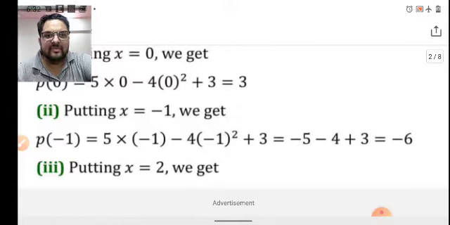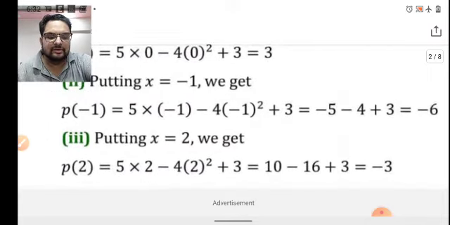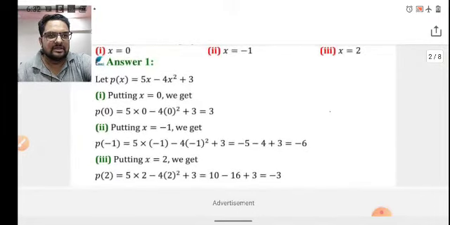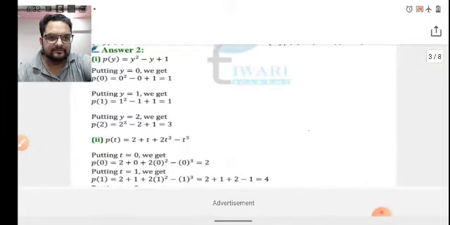we can represent it as p of minus 1, which equals 5 into minus 1 minus 4 into minus 1 square plus 3. On further simplification, it gives the answer minus 6. Similarly, we can keep the value x equals minus 2 in the same polynomial, and we finally get the answer minus 3. I hope you understood this. Let's go to the next slide.